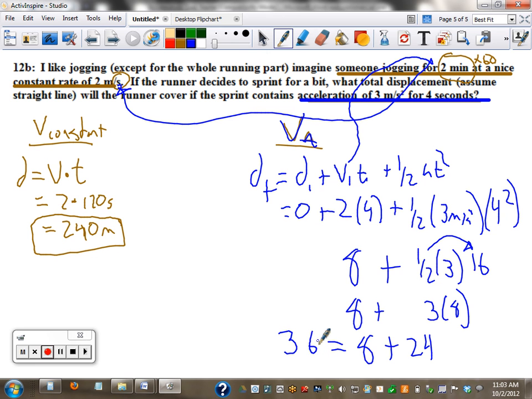32. So we've got distance covered when he was accelerating, distance covered at constant speed, and so we add these two together for the total.